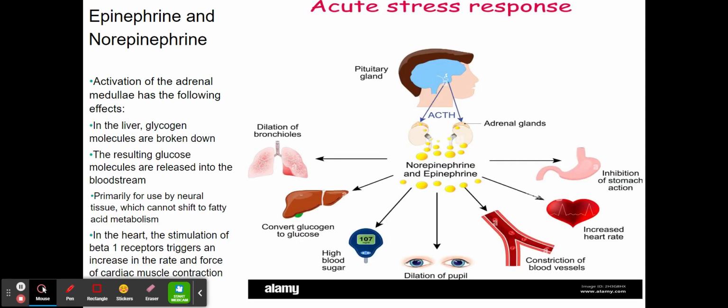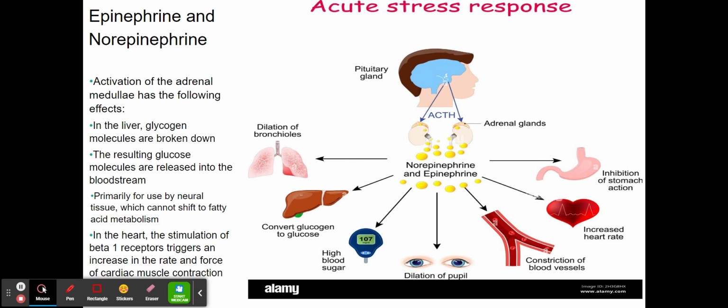In the liver, glycogen molecules are broken down. The resulting glucose molecules are released into the bloodstream, primarily for use by neural tissue, which cannot shift to fatty acid metabolism, so it's not able to do that without ketoacidosis. In the heart, the stimulation of beta 1 receptors triggers an increase in the rate and the force of cardiac muscle contraction.